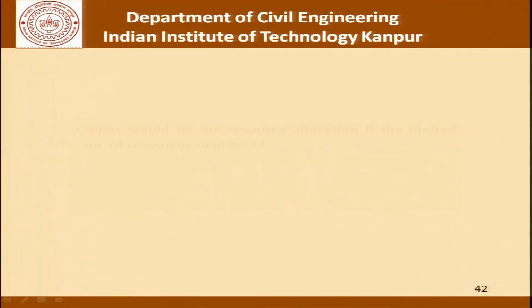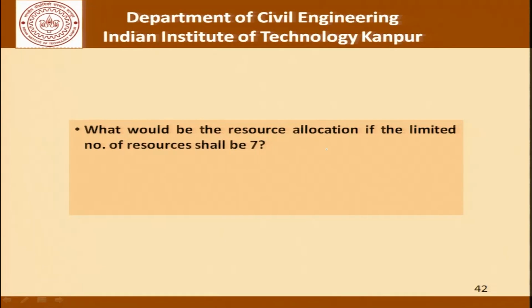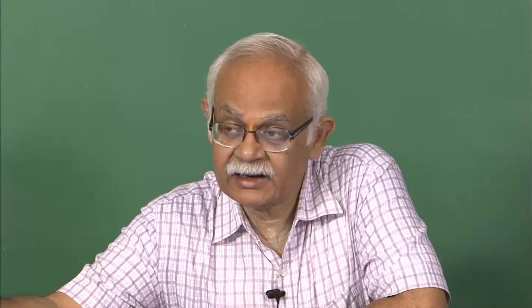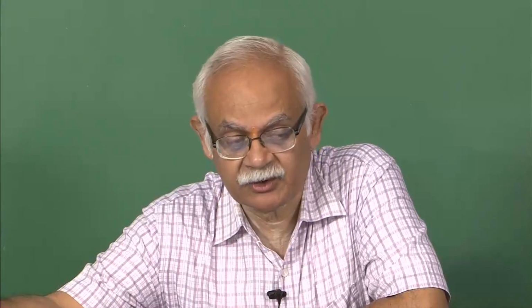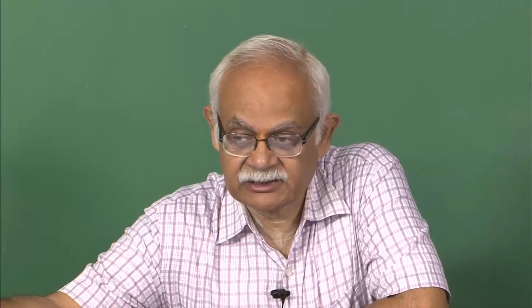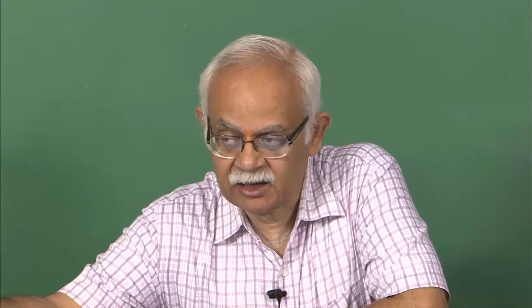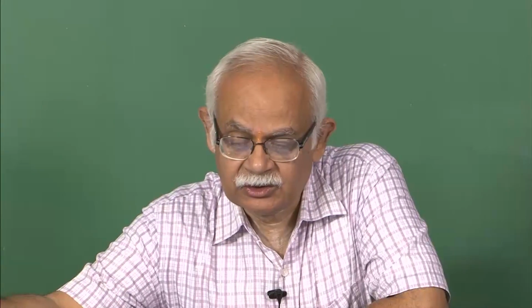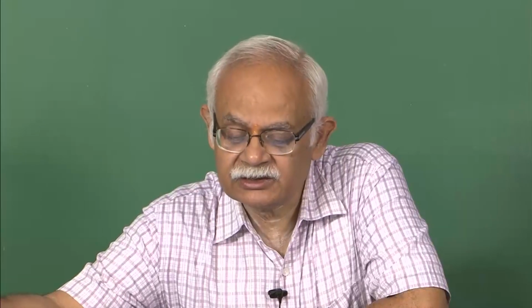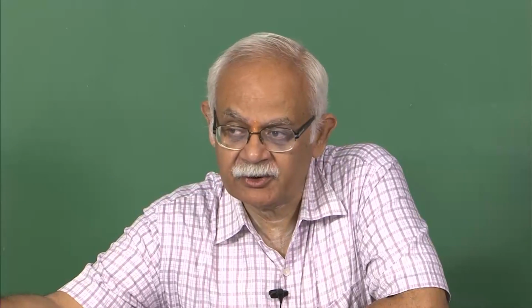Having done this example the way we did it, let me leave you with an assignment. What would be the resource allocation if the limited number was 7? We worked with the example of 8. In fact, in our example when we did the resource leveling, at that time also in one of the iterations we found that we could complete the project with a maximum allocation of 8 workers. I would like you to compare these two scenarios and do this exercise if the number was 7.